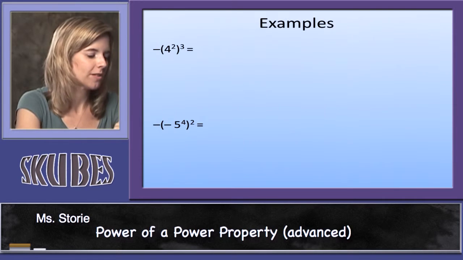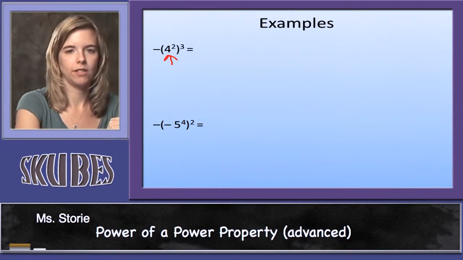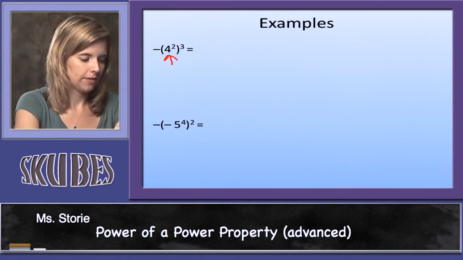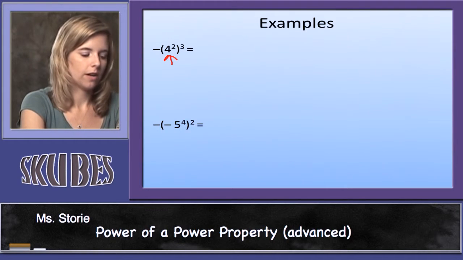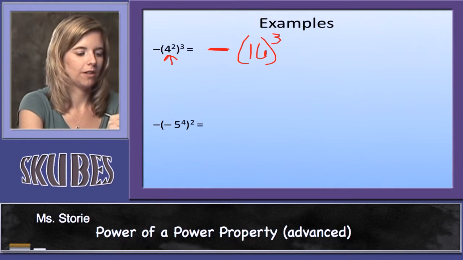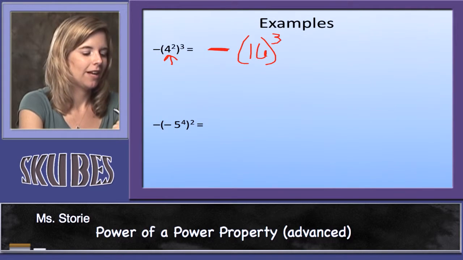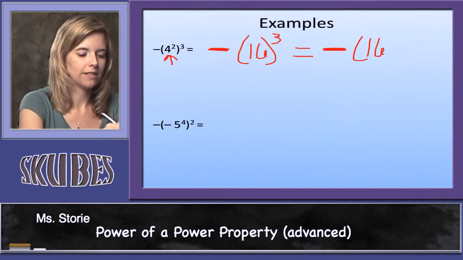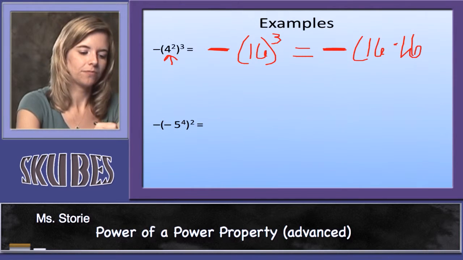Let's try a couple examples. So here, PEMDAS says we have to deal with the inside first, the parentheses. So we're dealing with the 4 squared. Keep that negative on the outside. 4 squared is 16, and we're going to cube it. This should look pretty familiar. Next, ignore the negative to the very end, and you're going to go ahead and multiply 16 by itself 3 times in a row.